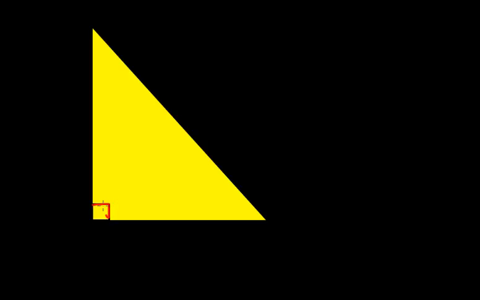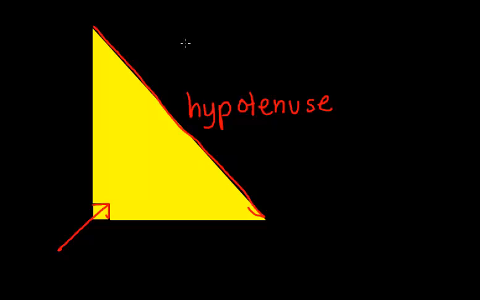I like to use this little trick where I use the square in the corner to draw an arrow. And that arrow is always pointing to the longest side of our triangle called the hypotenuse. So here is our hypotenuse. So let's see if we can figure out where our hypotenuse is in other triangles.